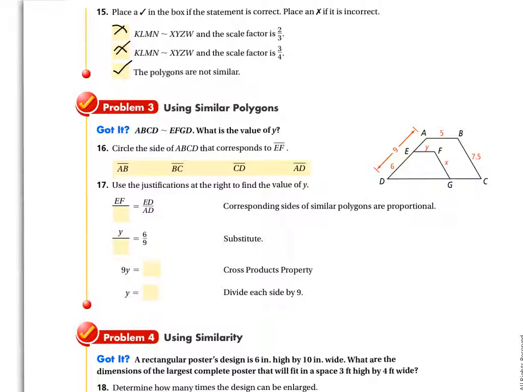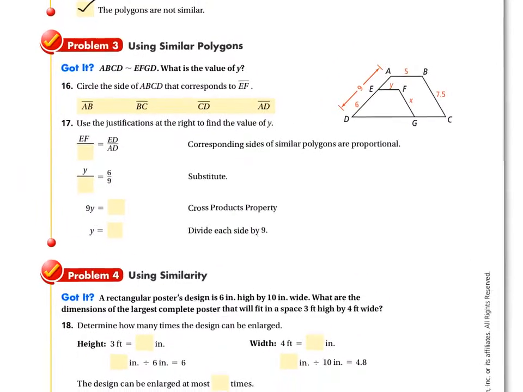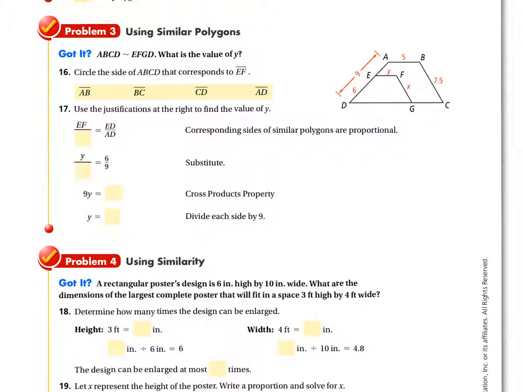Then let's look at problem 3. They tell you in the directions here that polygon ABCD is similar to polygon EFGD. So what they're actually telling you is that all corresponding angles are congruent and all corresponding sides are proportional. The minute they give you that similarity statement, you can assume that. And it goes on to say what is the value of Y.